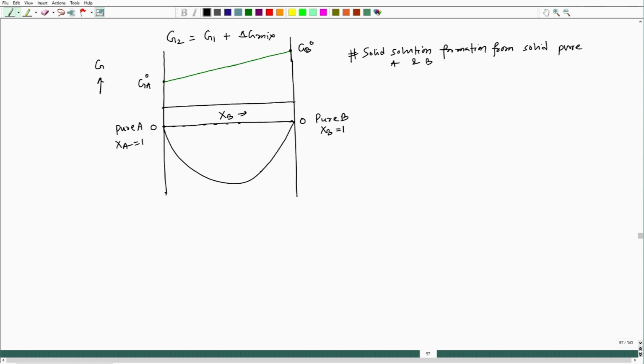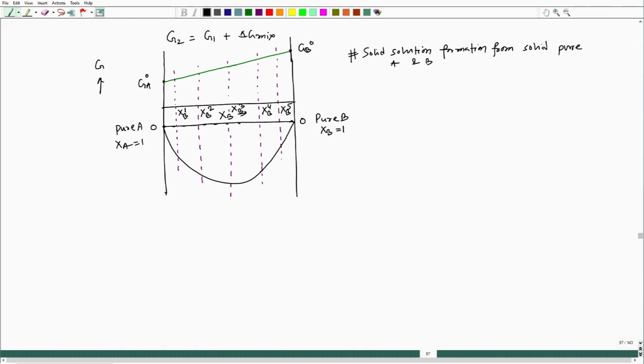Now, once I know G1, then at any composition, let us say I take these five compositions, this 1, 2, 3, 4, 5, at composition X with respect to B. So, let us say this is XB1, this is XB2, this is XB3, XB4 and XB5. These are 5 compositions.